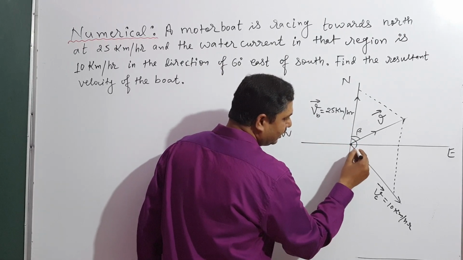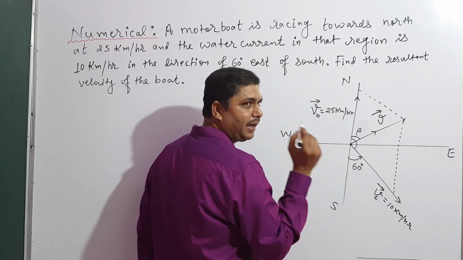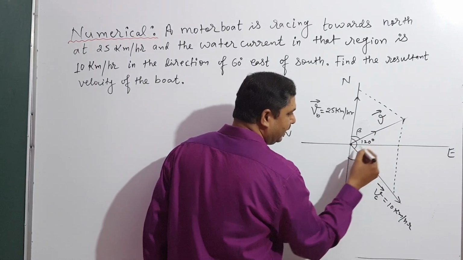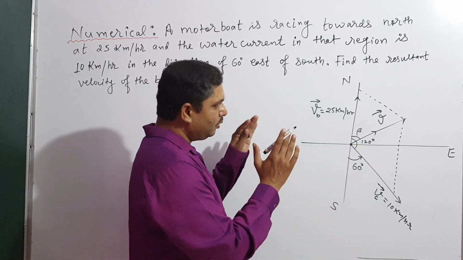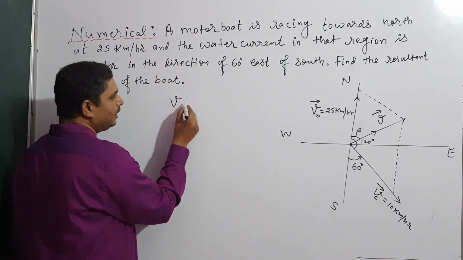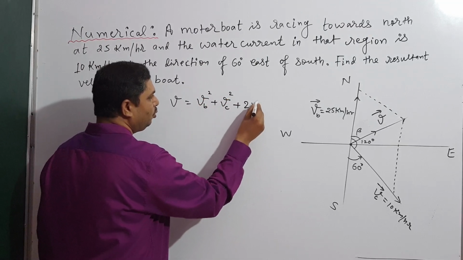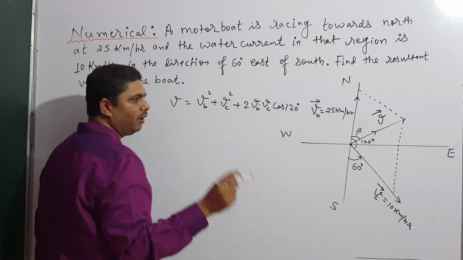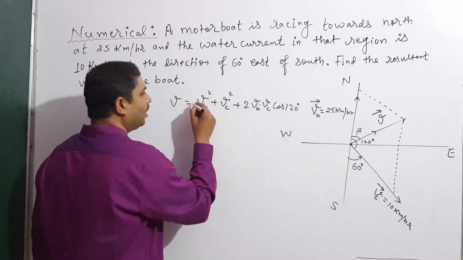Then what will be this angle? The whole angle is 180, and this is 60. 180 minus 60 is 120. So this angle is 120 degree. Now we have drawn the diagram here. You are going to find the resultant. So V is equal to root over VB square plus VC square plus 2 VB VC cos 120 degree, where 120 degree is the angle between the two vectors VB and VC.